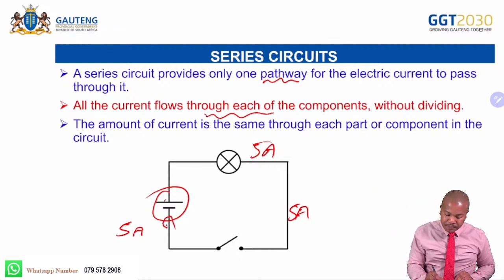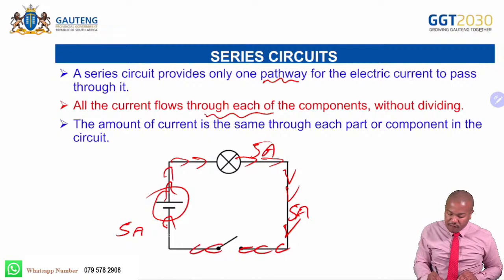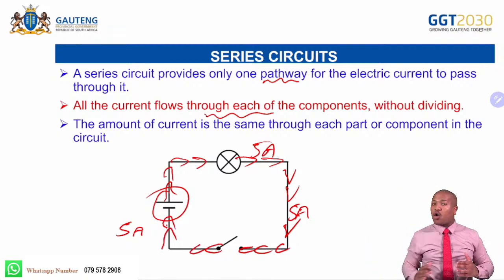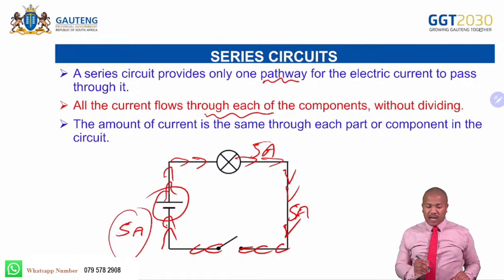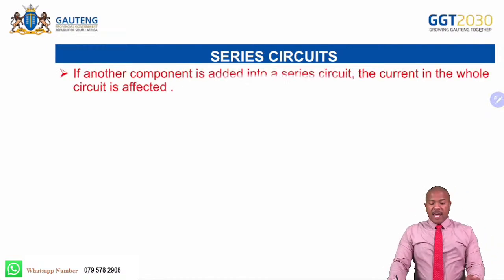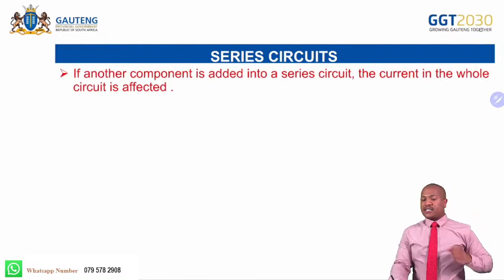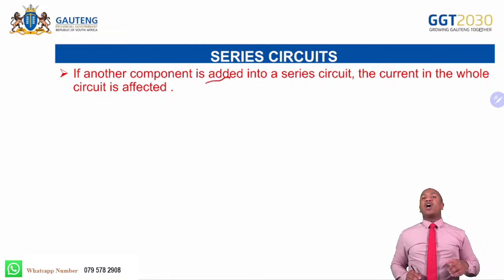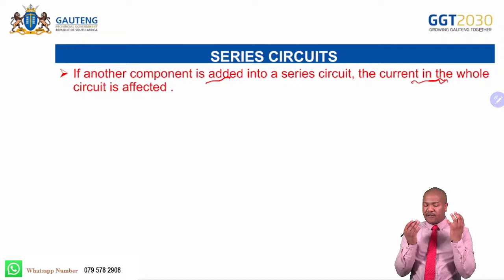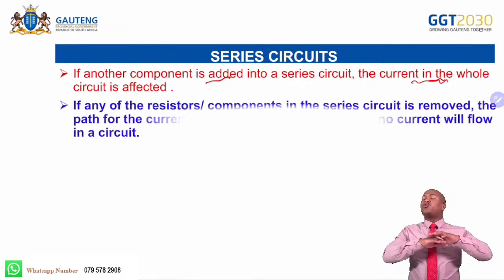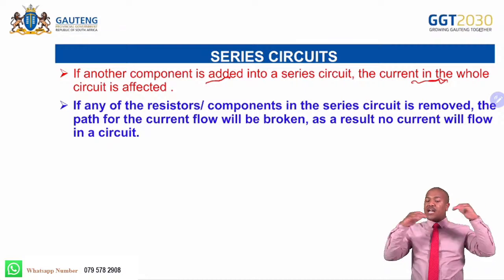As it flows here, the electric current is the same throughout in each component or each part of the circuit. So it's 5 amperes all around if from the main source you got 5 amperes of current. So now, moving on. If another component is added to the series circuit, the whole current is going to be affected. The current in that circuit is going to be affected. How is it affected? It's because now they're going to share that electric current. They're going to share that energy.